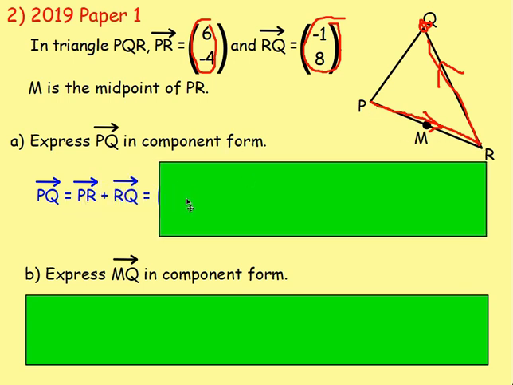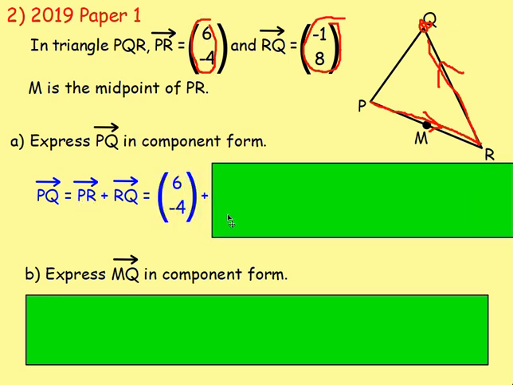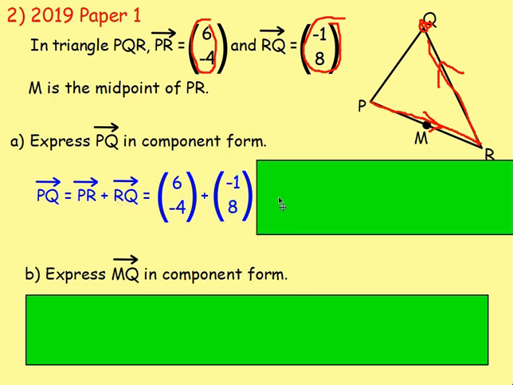Which means we would have PR, from P to R, plus the RQ. PR has the components 6, negative 4, so we can sub that in. And we're adding on the components for RQ, which is negative 1, 8. To add vectors, just add the x components and then add the y components.